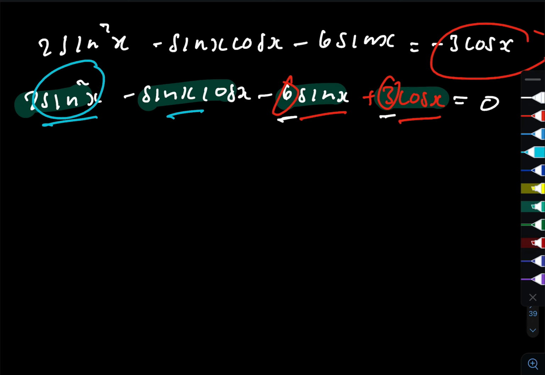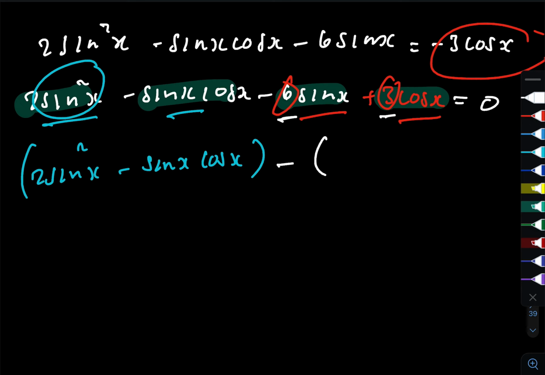So what I'm going to do is just basically to rewrite this whole equation and then show you how I'm going to group that. So the 2 sine squared x minus sine x cos x would be a group. So I need to put them within the same parentheses. I have a minus here. So when I open a group, I make sure that every sign inside the bracket will change. So I had a negative here, -6 sine x. So I'm going to have a positive 6 sine x. And then here I had a positive. I'm going to change the sign to a -3 cosine x equals 0.